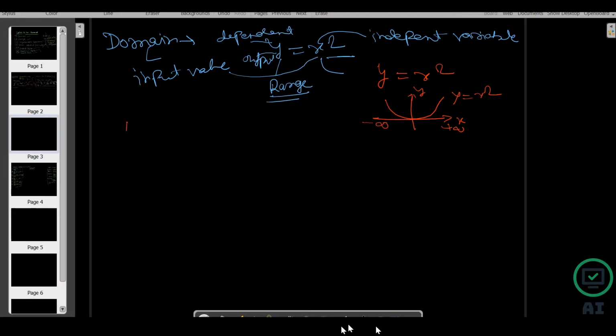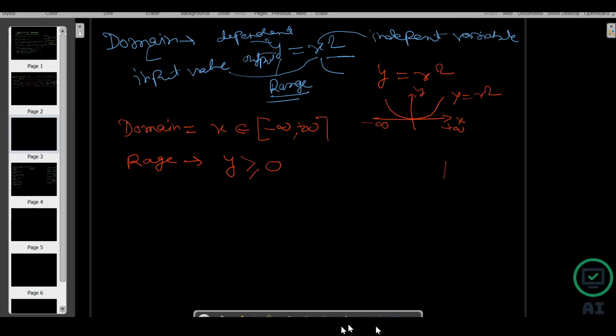So what is the domain here for this function? The domain is x belongs to minus infinity to plus infinity, so x will take all values from minus infinity to plus infinity. At the same time, what is the range of this function? y will always be greater than or equal to 0. No matter what value you put for x, it will always produce a value greater than or equal to 0.